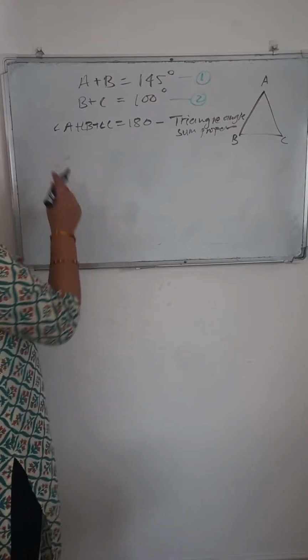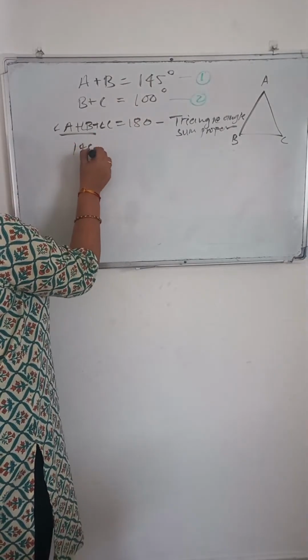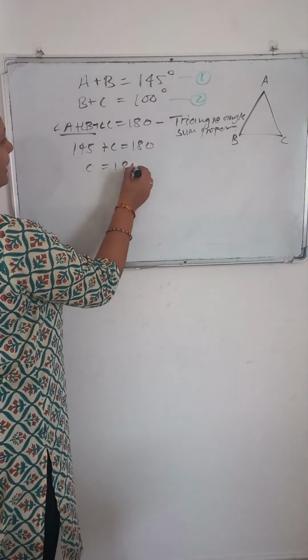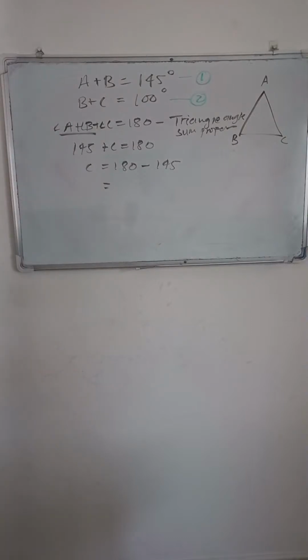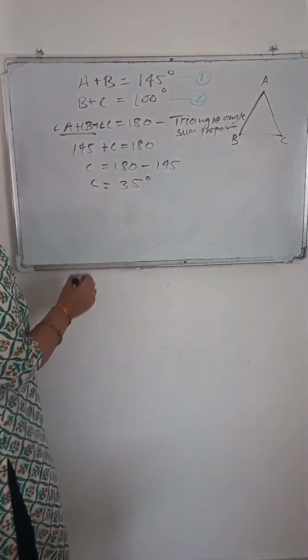So, the triangle angle sum property. Already A plus B is given as 145, no? So 145 plus C is equal to 180. So C is equal to 180, transpose this 145 over here. So you will get the answer. Calculate. If you get one angle, then the remaining angles you can easily calculate. Okay. So 180 minus 145 gives 35 degrees as C.